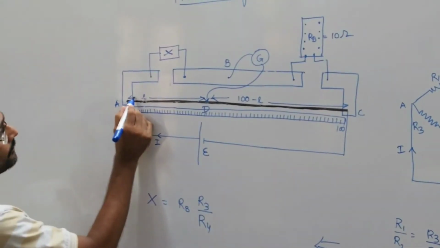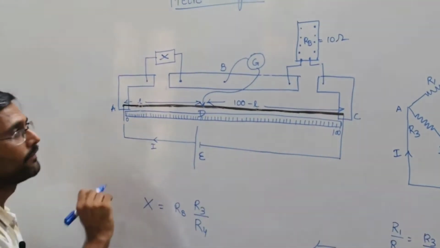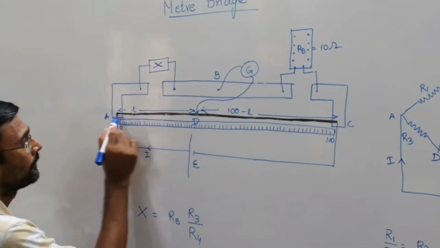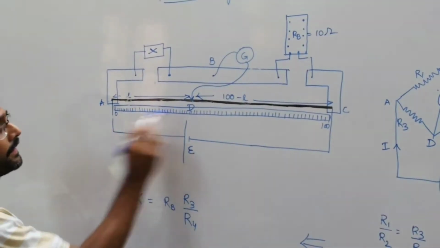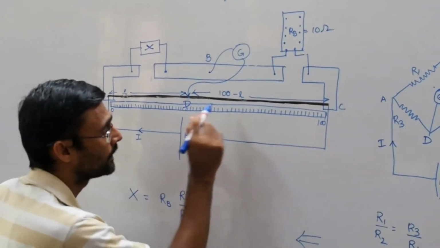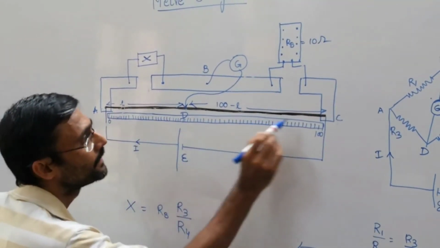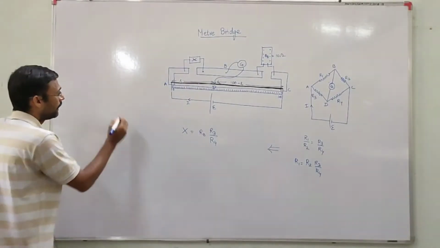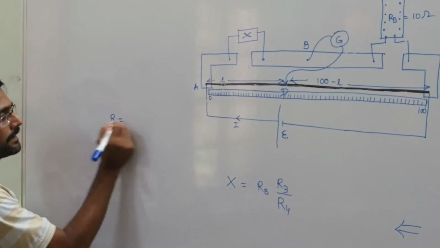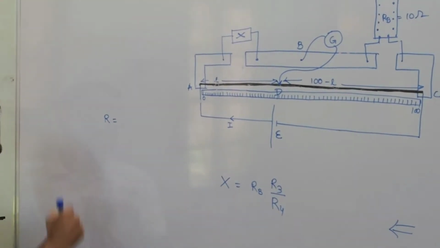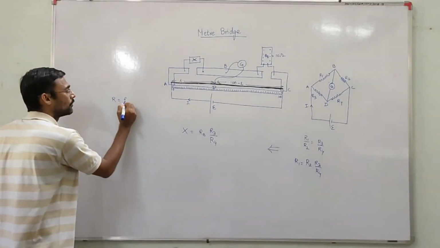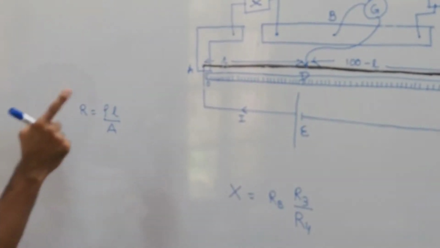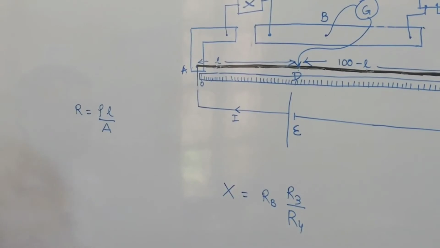See the length at which you get the null deflection. We can find out the length of that wire between A and D. Similarly, between D and C also you can calculate: as the length of the wire is 100 centimeters, between D and C it will be 100 minus L. We also know that resistance R can be represented in terms of length, that is rho L upon A, where rho is the resistivity and A is the area of cross section of the wire.